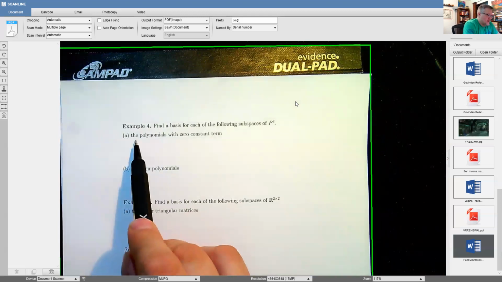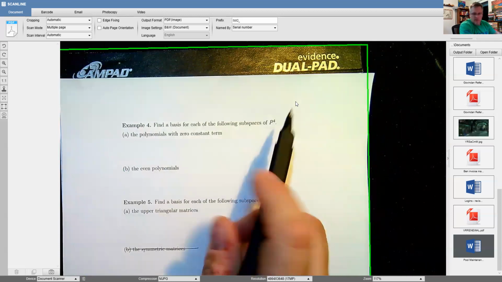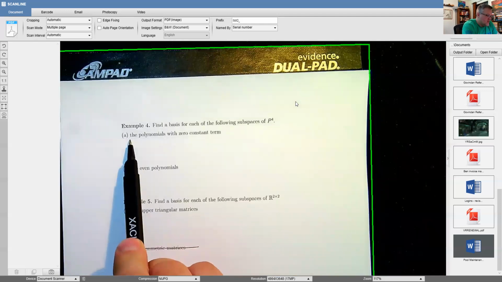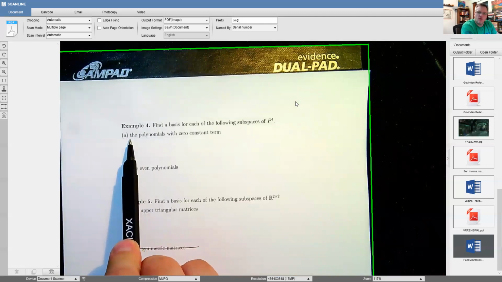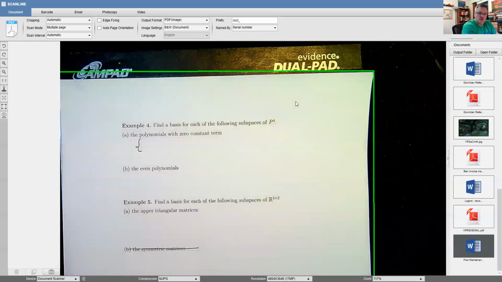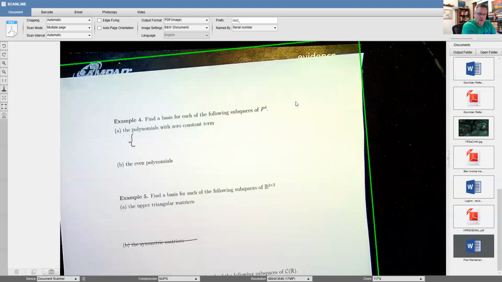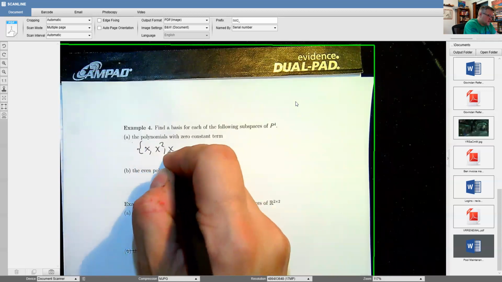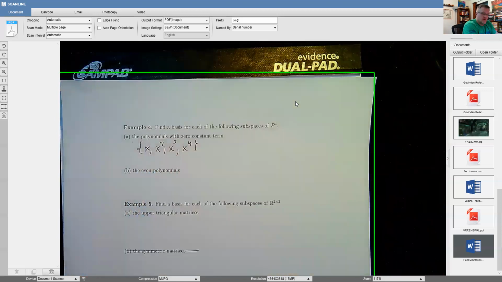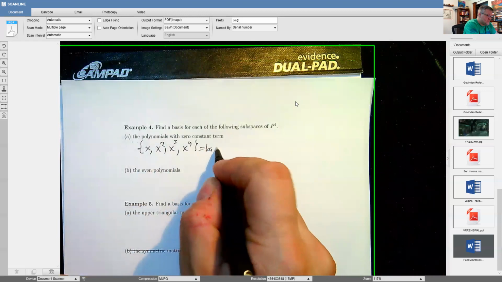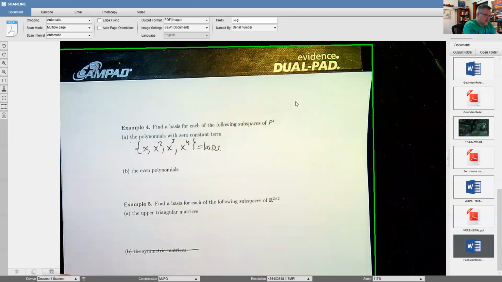All right, so if you look at P4, that's all of the quartic polynomials, degree 4, and you take the subspace consisting of all the polynomials with 0 constant term. If you have a 0 constant term, in the basis you don't need to include a constant because it's always 0. What you do need are x, x squared, x to the third, and x to the fourth, because any polynomial with 0 constant term could still have one of those. And so that would be a basis for this subspace.